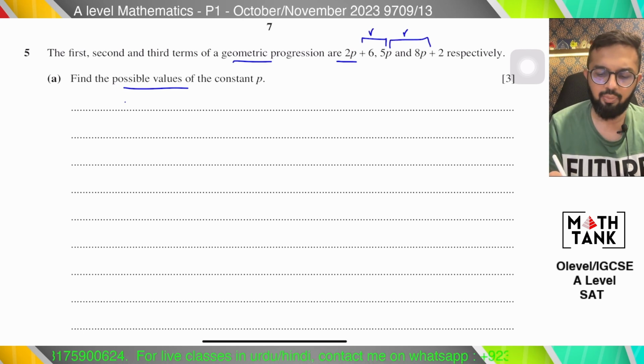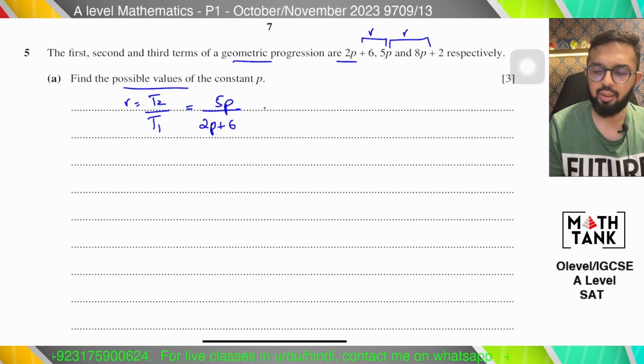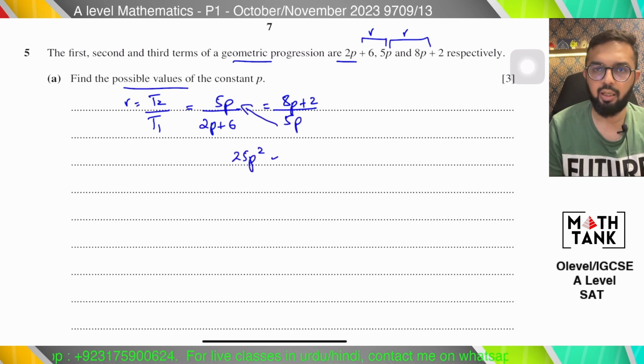So how do you calculate the common ratio? You do term 2 divided by term 1. So that's 5p over 2p plus 6. That should be equal to what? That should be equal to 8p plus 2 divided by 5p. Okay, cross multiplying this gives me 25p squared equals 8p plus 2 times 2p plus 6.